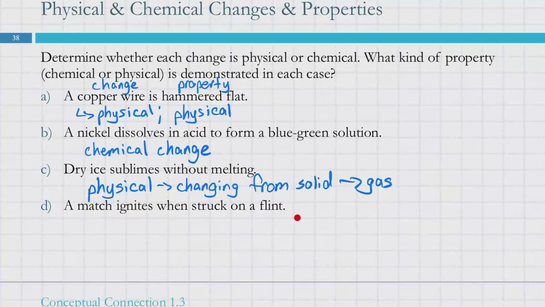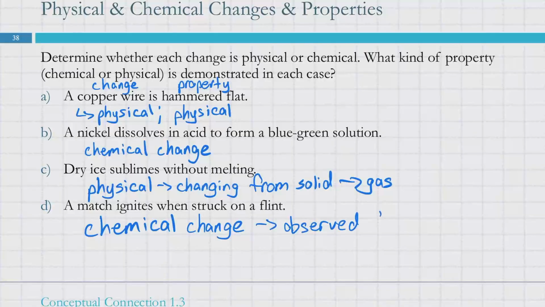A match ignites when struck on a flint. This one is also chemical. We've observed the flammability, which is a chemical property. Questions about any of those?